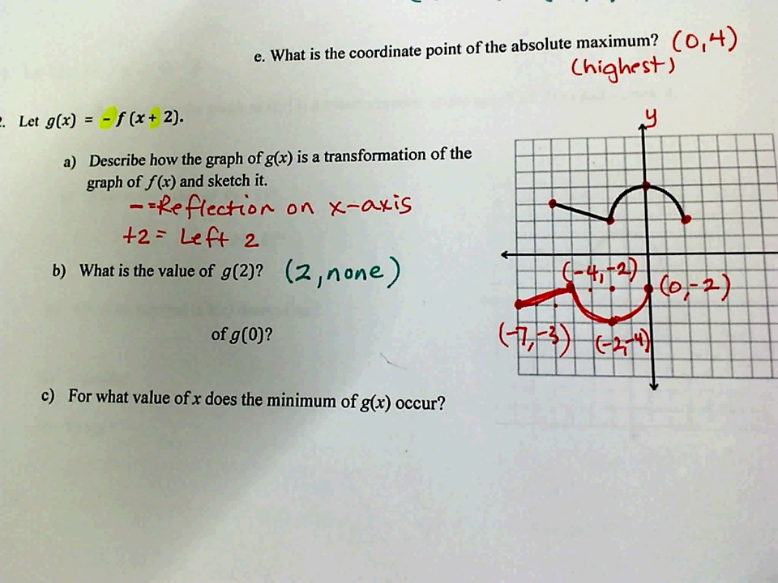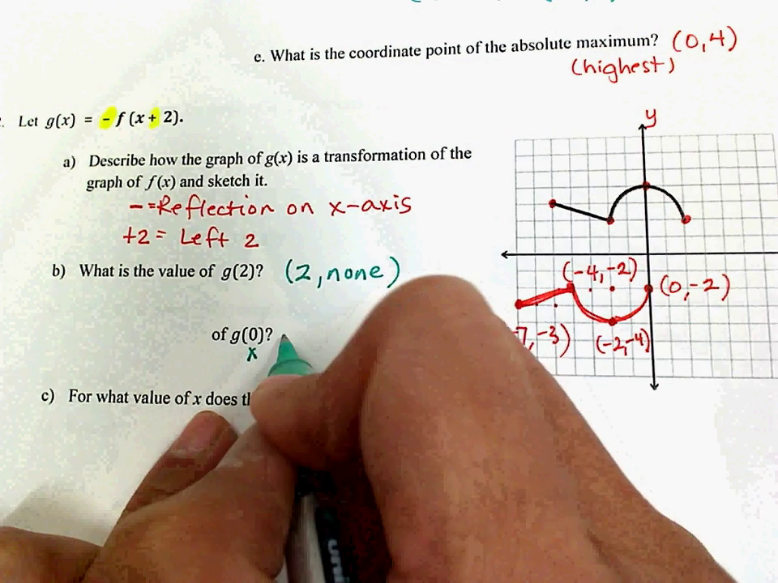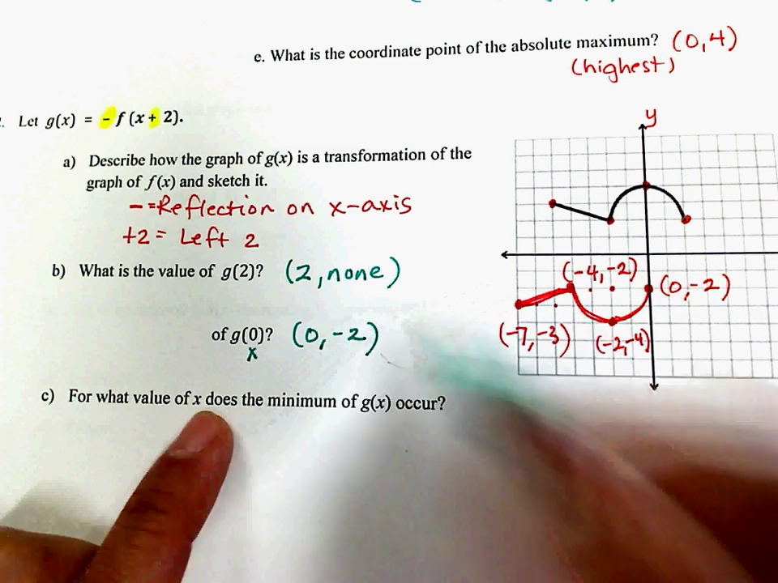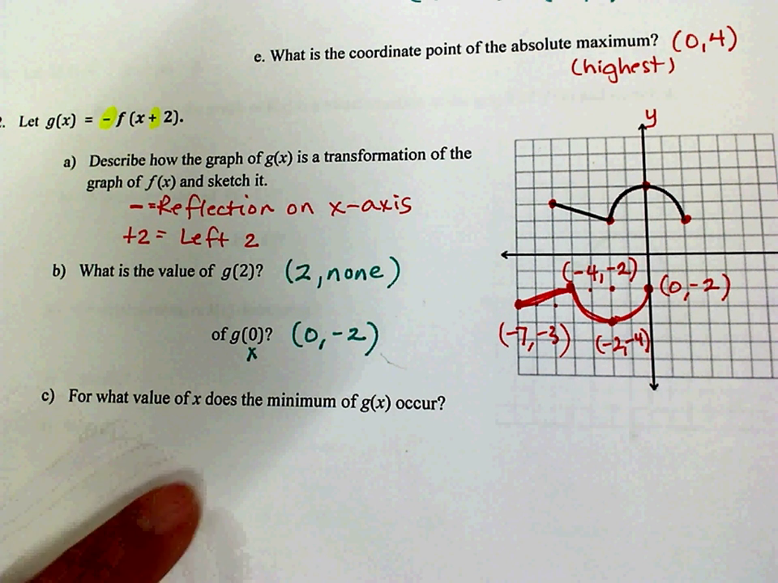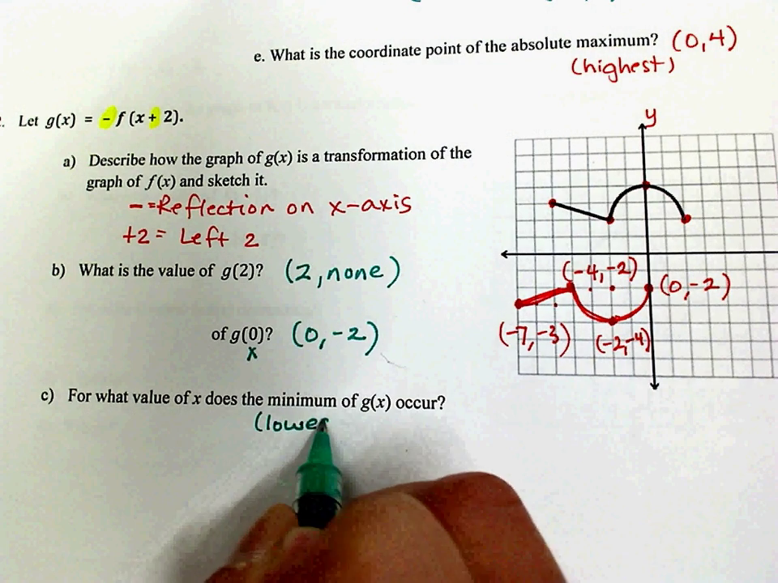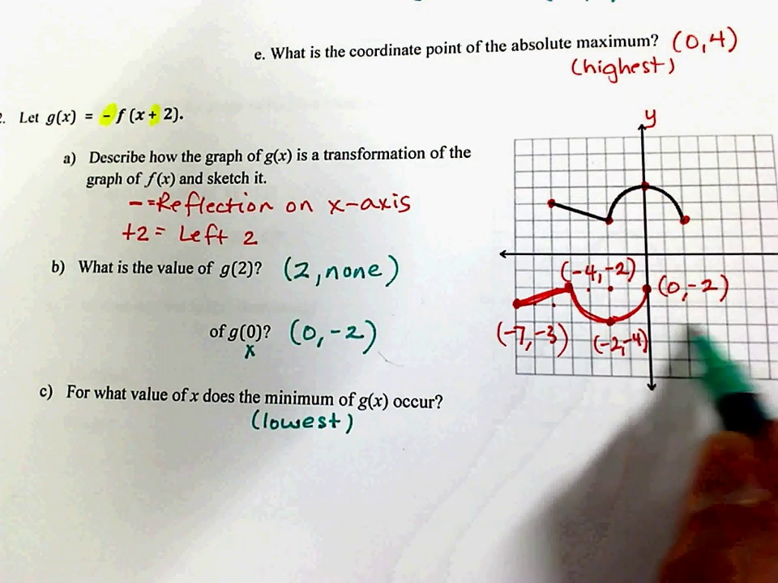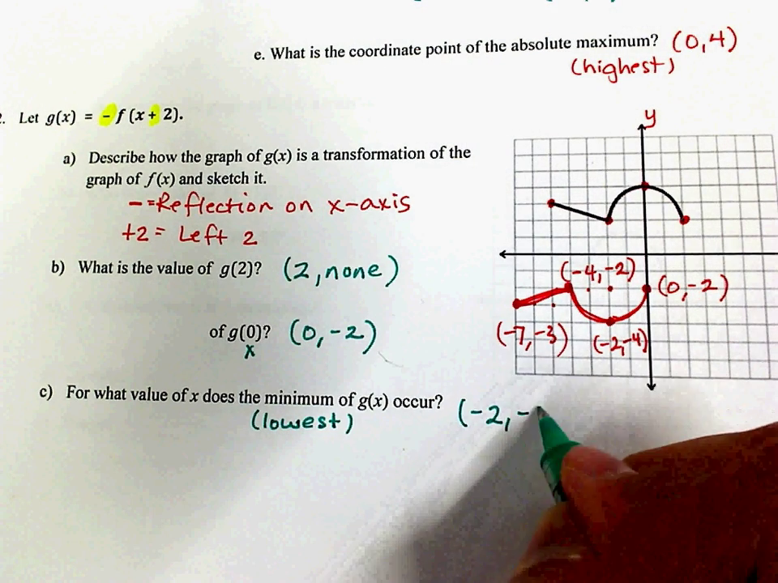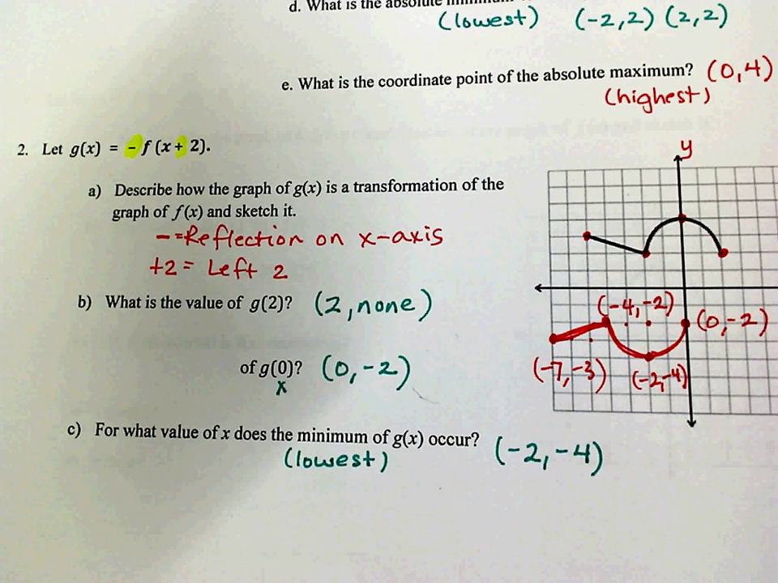So when x is 0, what is your y? -2. Okay? C, for what value of x does the minimum, which is your lowest, occur? So where's your lowest? That's your lowest, right? So -2, -4. Not bad? All right. Good job.